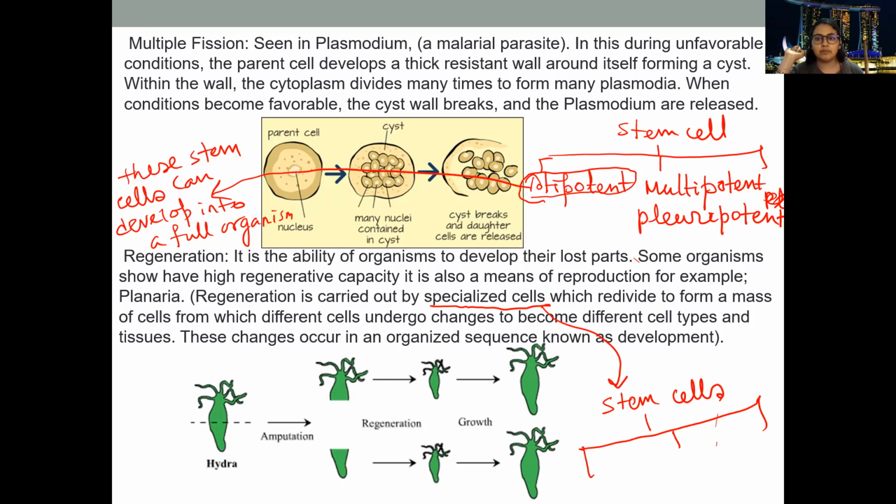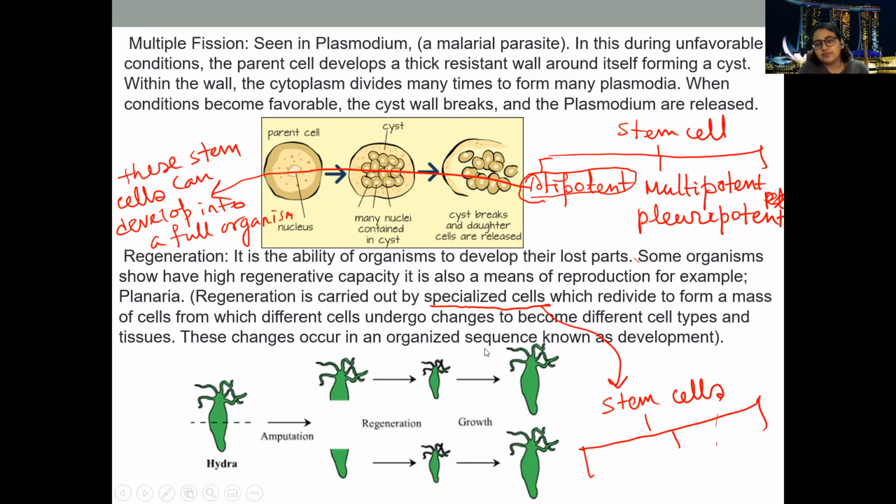So pluripotent stem cells can make a full organ, but multipotent stem cells have the capability to regenerate the cells of a particular lineage. This is the basic difference between these types of cells. So obviously the organisms which show regeneration have stem cells.